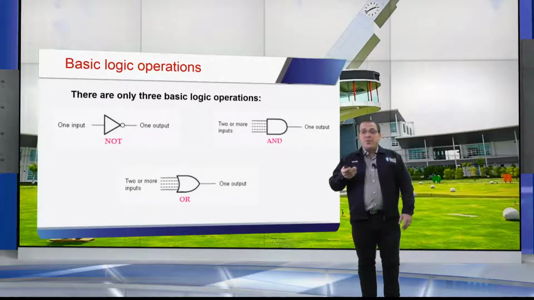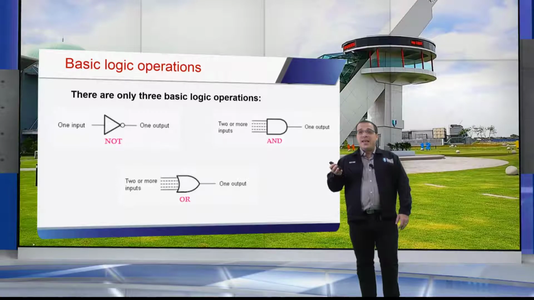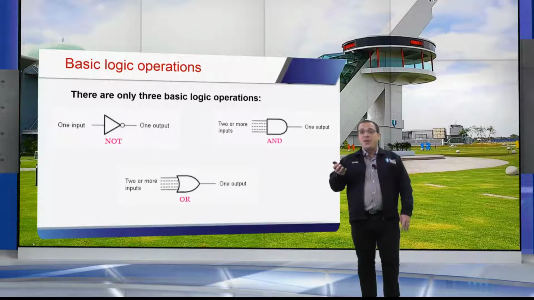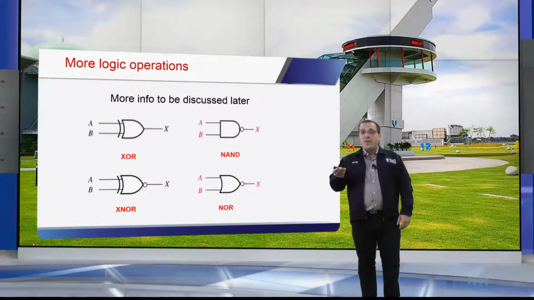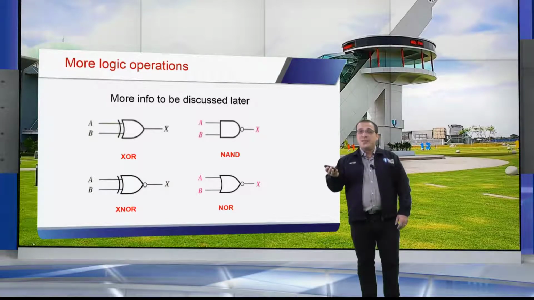When we speak about logic gates, there are mainly three basic logic operations, which are NOT, AND, and OR. In the coming videos I will give some examples and how to handle these things, but keep in mind for now that the main three logic gates are NOT, AND, and OR. There are of course more logic operations like XOR, XNOR, NAND, and NOR. I will give a quick introduction about them in the coming videos.